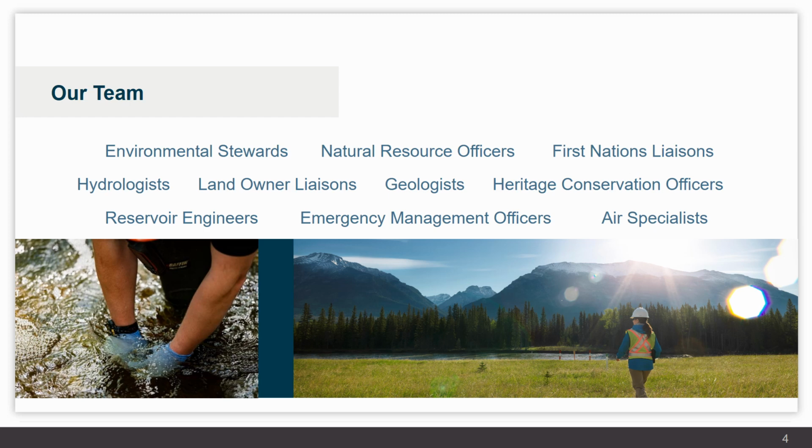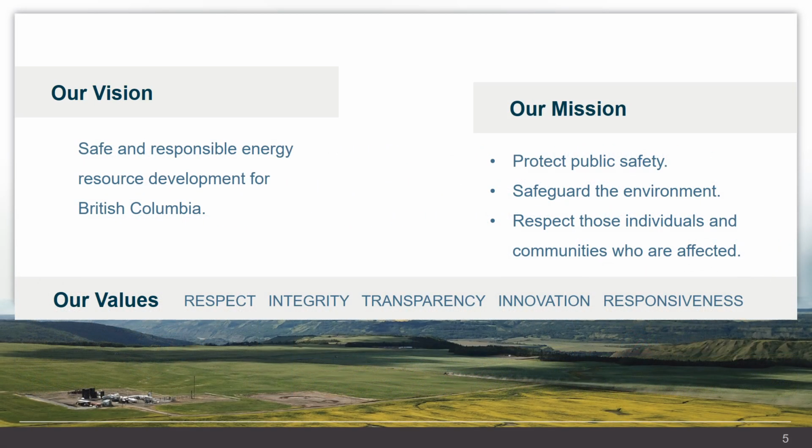When making these decisions, we're charged with protecting public and environmental safety while balancing a broad range of environmental, economic, and social considerations. From exploration through to final reclamation, we work closely with communities and landowners and confirm industry compliance with provincial legislation. We also ensure that there are close working relationships with Indigenous peoples. We provide British Columbia with regulatory excellence in responsible energy resource development by protecting public safety, safeguarding the environment, and respecting those individuals and communities who are affected.